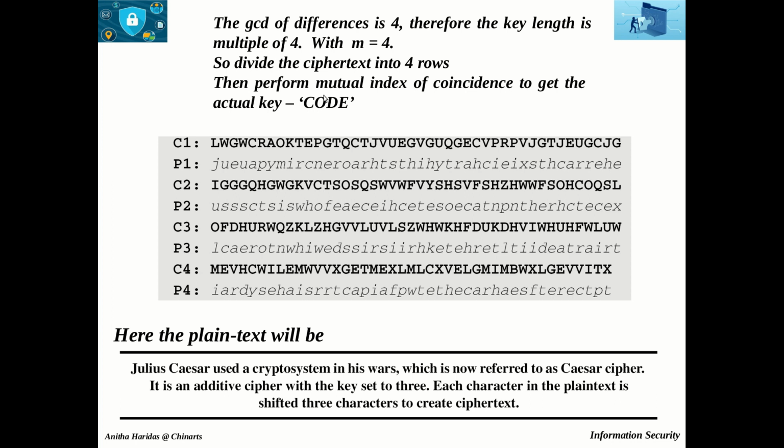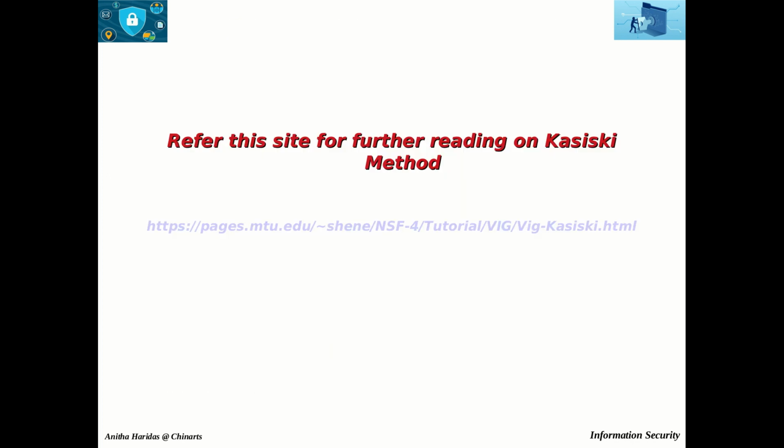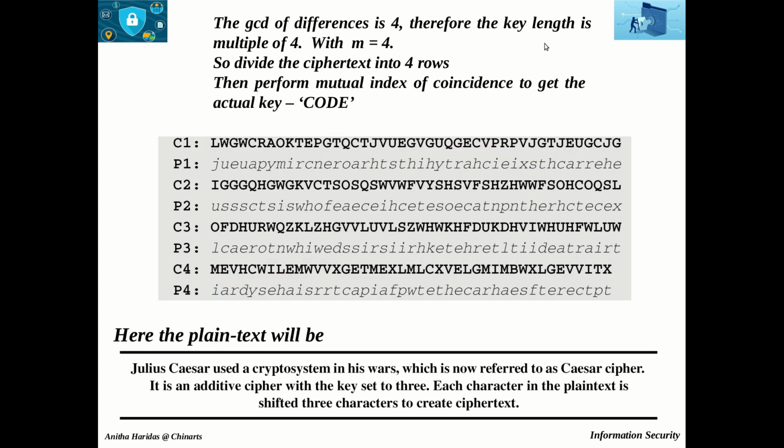So, once he gets the actual key, he tries to convert this ciphertext into plain text, and if the message is a meaningful message, he assumes that the key is going to be this particular value, right? So this is just for your information. I showed you how the Kasiski test is used. You can refer to this particular site for further reading on the Kasiski method and how this method is used to find the length of the key as well as the key itself.